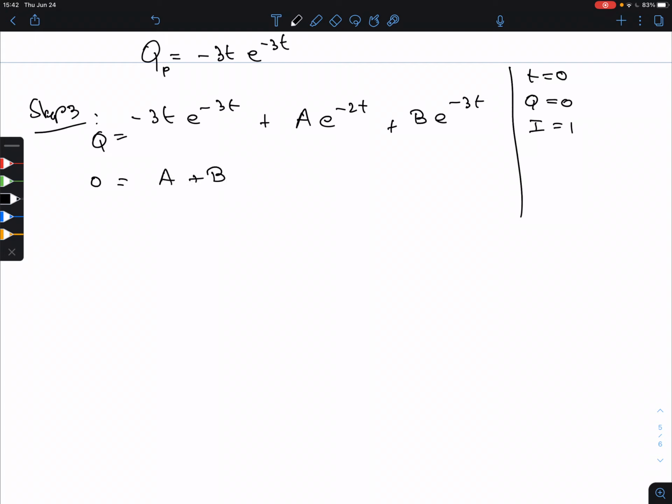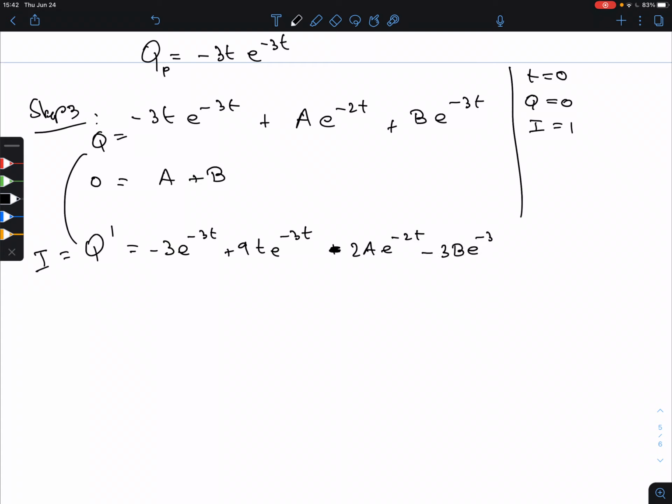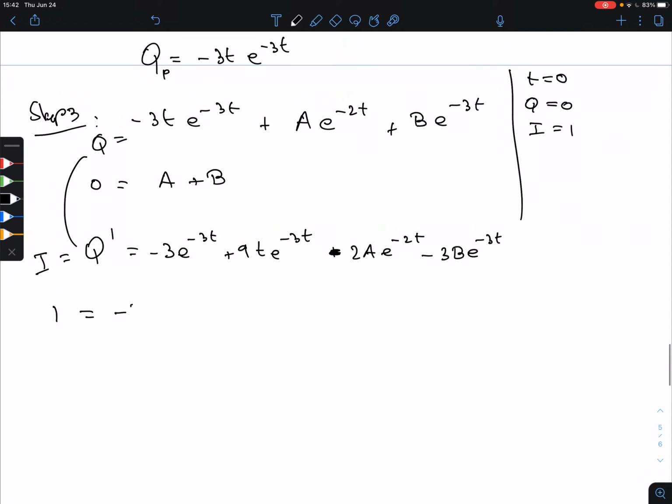Okay, and now I have to take the derivative, so q prime, which is good because I need it anyway. This is going to be the charge. So the derivative of -3t is -3 e to the -3t, derivative of the first factor. But there's a second factor, it's a product, so we get a plus 9t e to the -3t, plus the derivative of, rather, minus 2a e to the -2t minus 3b e to the -3t. Okay, and so this was 1 if t is 0. In the first term we get -3, the second term vanishes because t is 0, and then we get a minus 2a minus 3b.